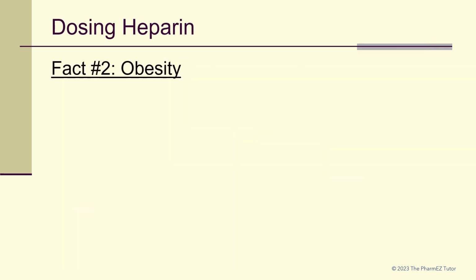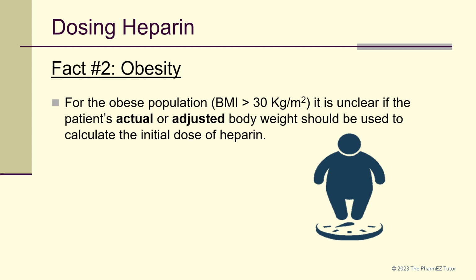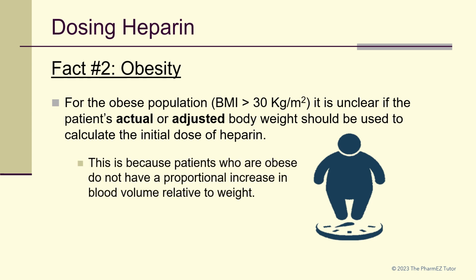Fact number 2, obesity. For the obese population, a BMI greater than 30 kilograms per meter squared, it is unclear if the patient's actual or adjusted body weight should be used to calculate the initial dose of heparin. This is because patients who are obese do not have a proportional increase in blood volume relative to weight.